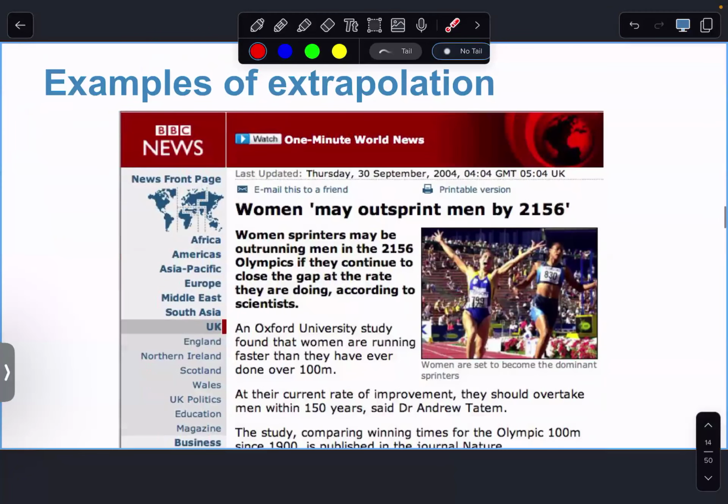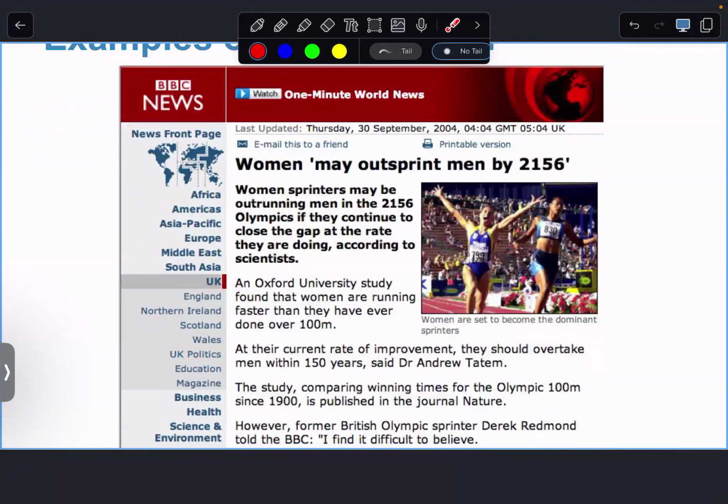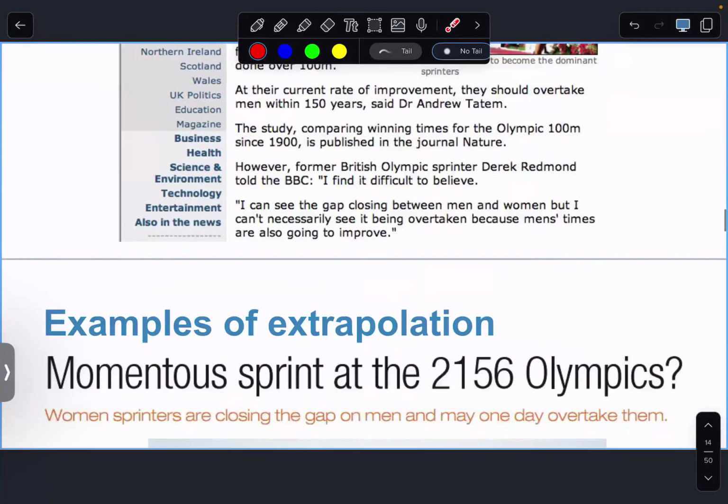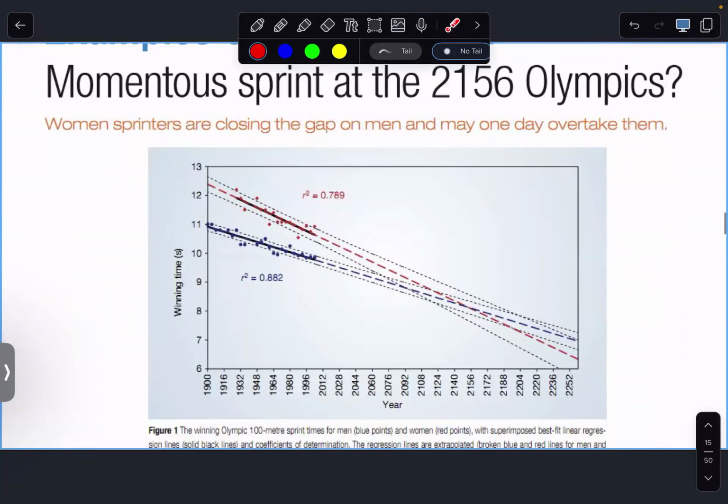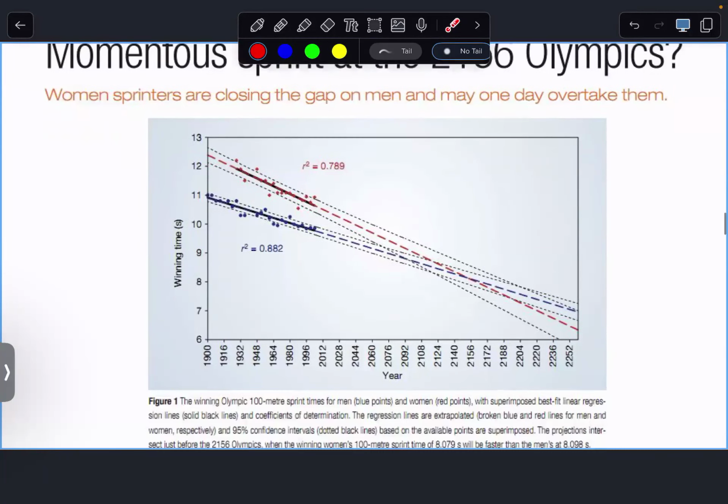Here's kind of a wild example of extrapolation from the BBC of all places. Women may outsprint men by 2156. Wow, crazy. Okay, where are they getting this from? Just nuts. Women sprinters are closing the gap on men and may one day overtake them. Well, here's the winning Olympic 100-meter sprint times for men in blue and women in red. How predictable.